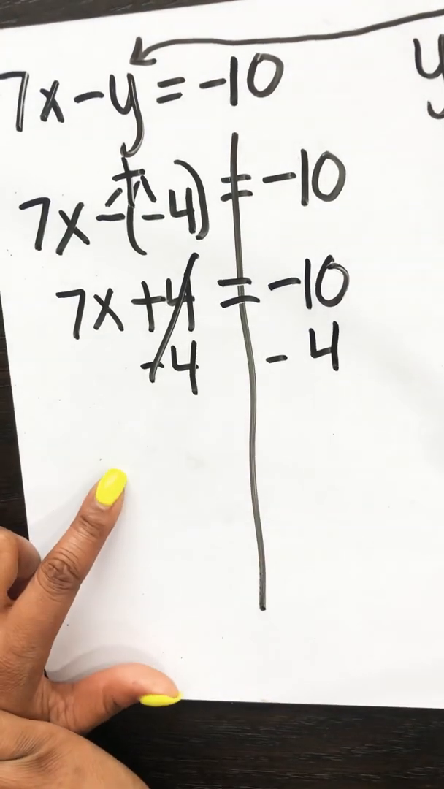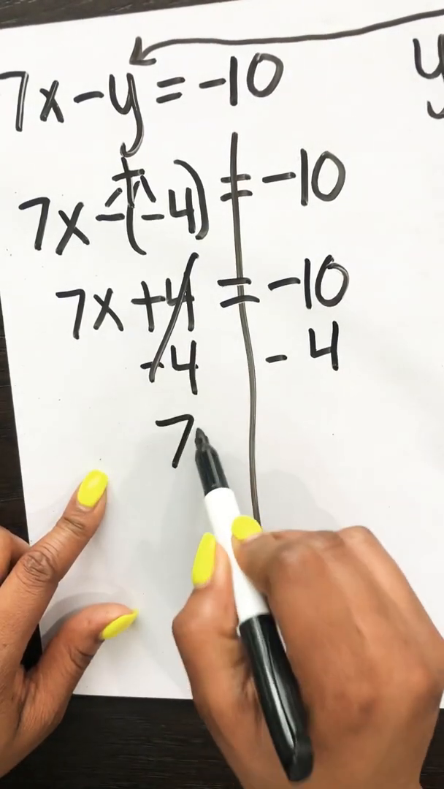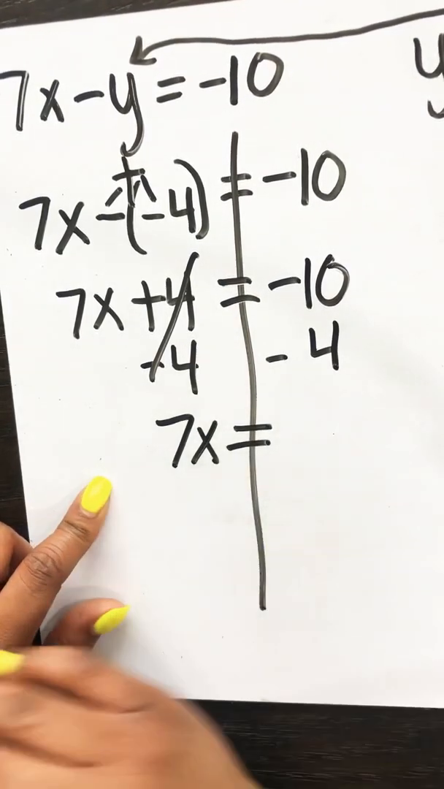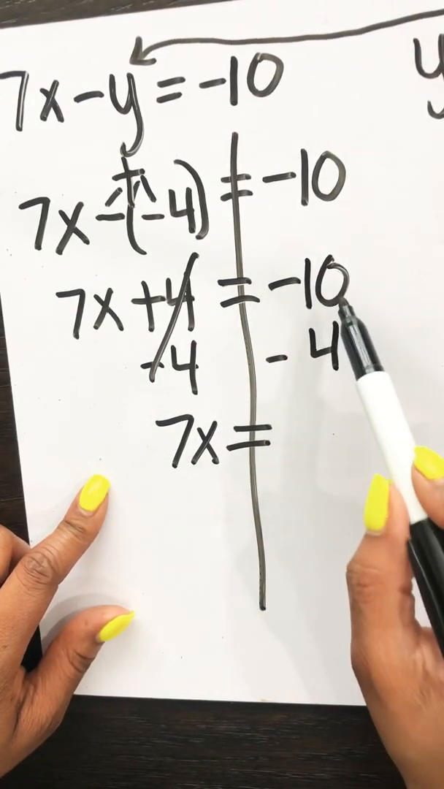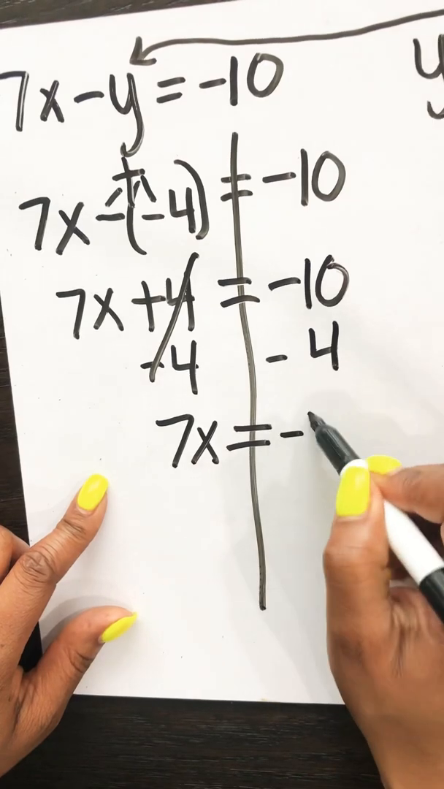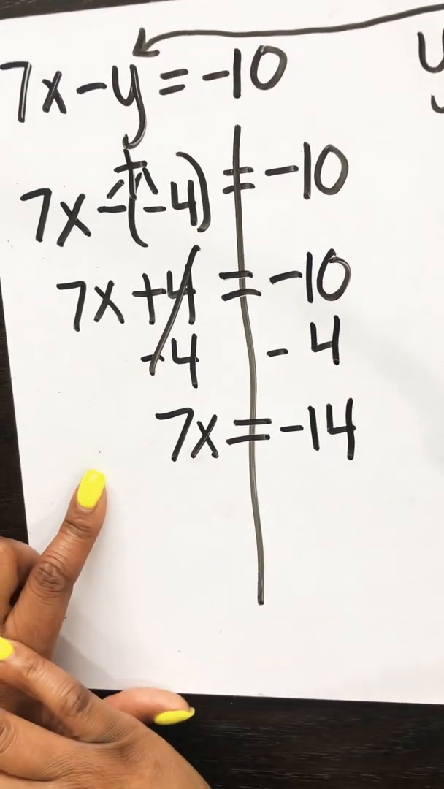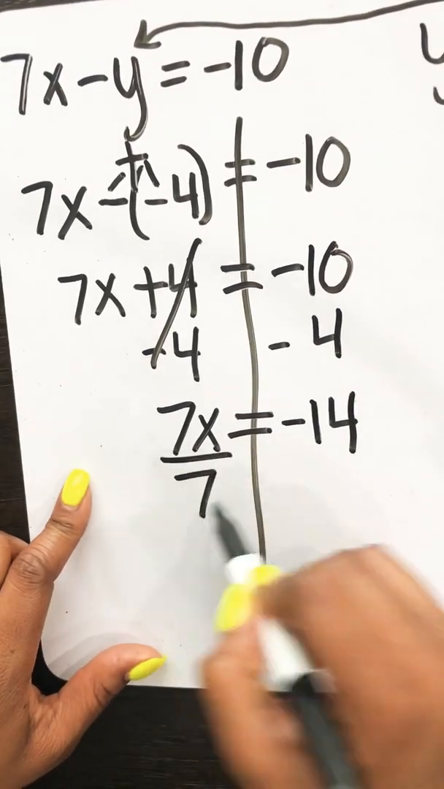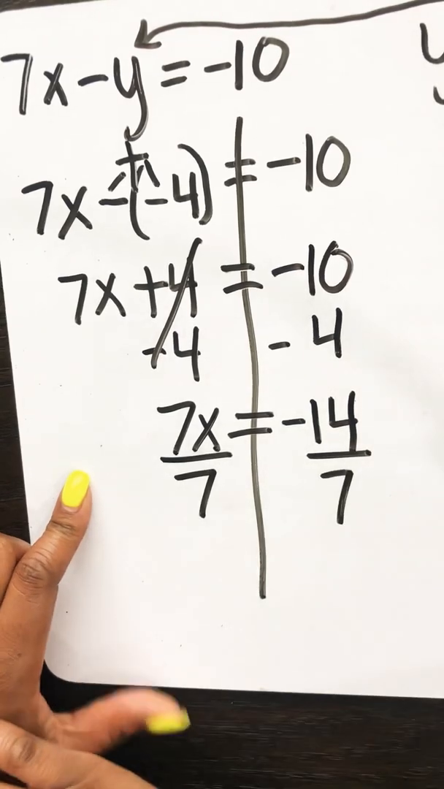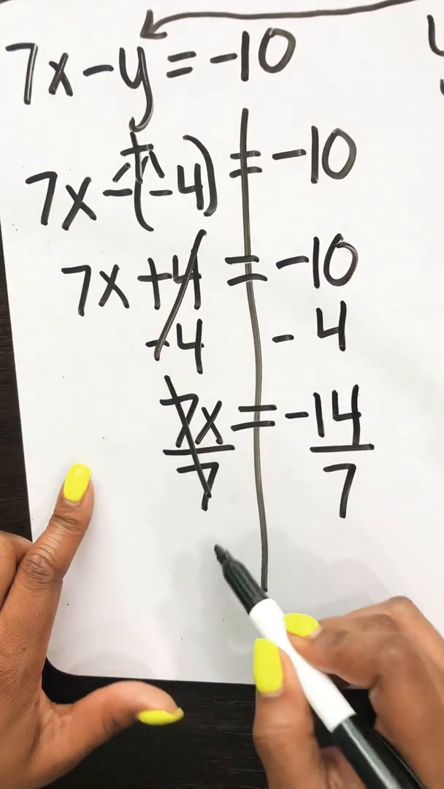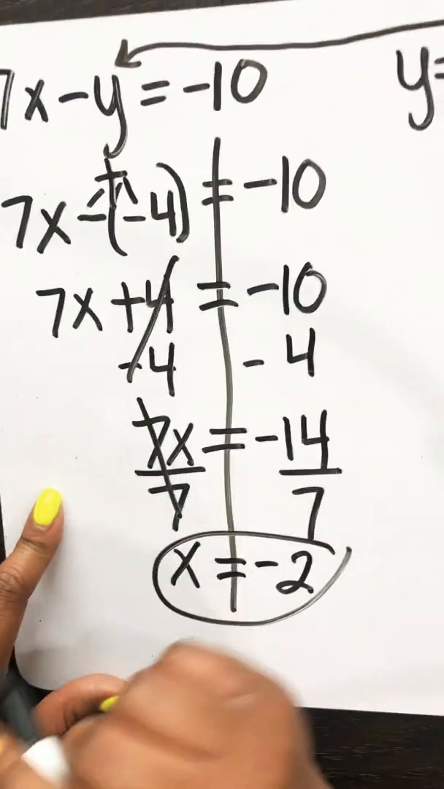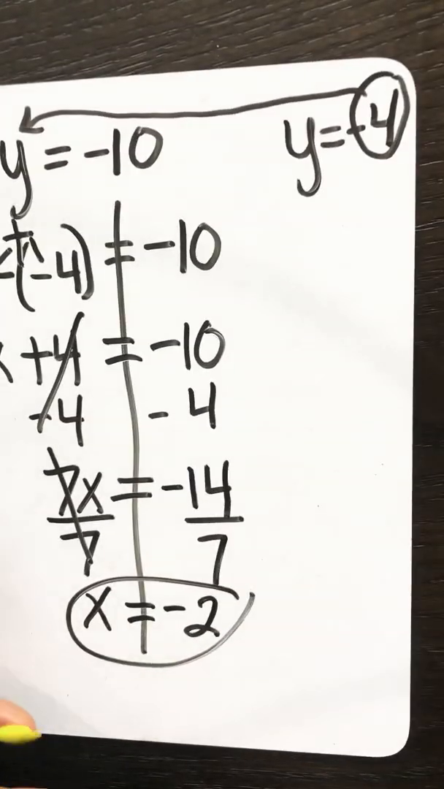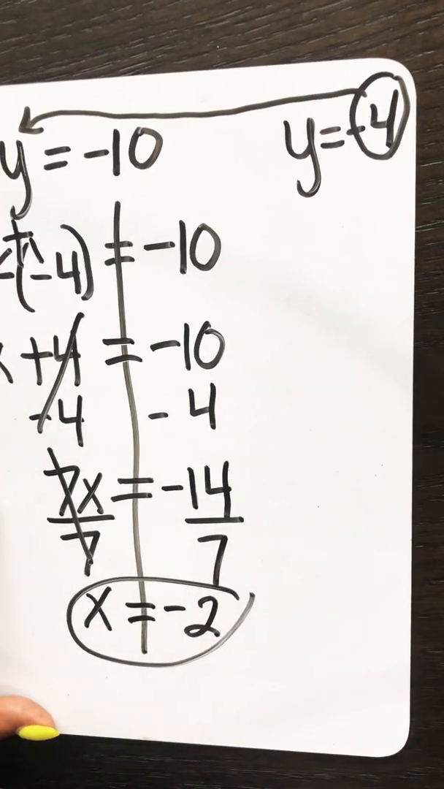That 4 would cancel out. We would bring 7x down, bring down our equal sign, and then we would do negative 10 minus 4, which is negative 14. Okay, and then to solve for x, we're going to divide both sides by 7. Cancel out the 7, we would get x equals negative 2. Okay, so now we have found x and we have found y.